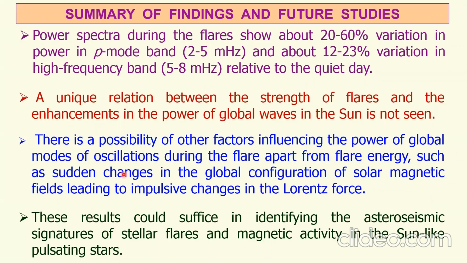Our conjecture is that there is a possibility of other factors influencing the power of global modes of oscillations during the flare apart from the flare energy, such as sudden changes in the global configuration of solar magnetic fields leading to impulsive changes in Lorentz force. Because during the flares, the global structure of the magnetic fields changes, and if there are fast changes, then that can lead to impulsive changes in the Lorentz force for the whole sun, because there are many active regions and many magnetic fields here and there, and flares are happening.